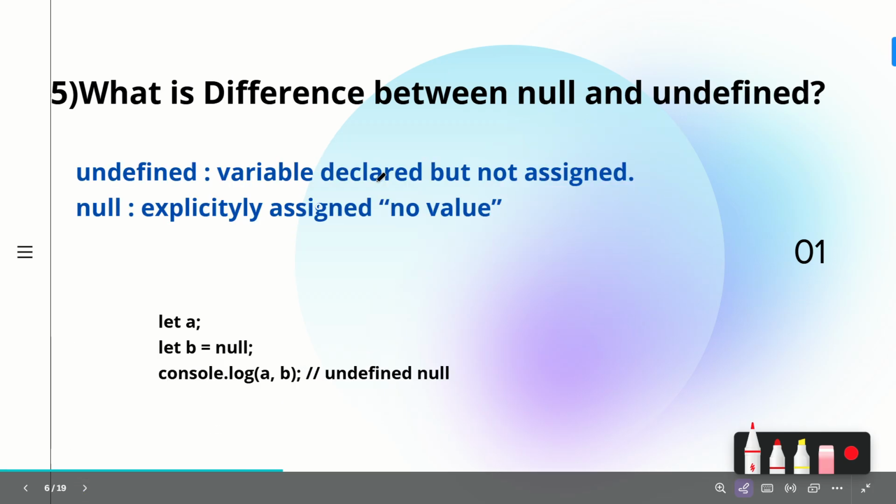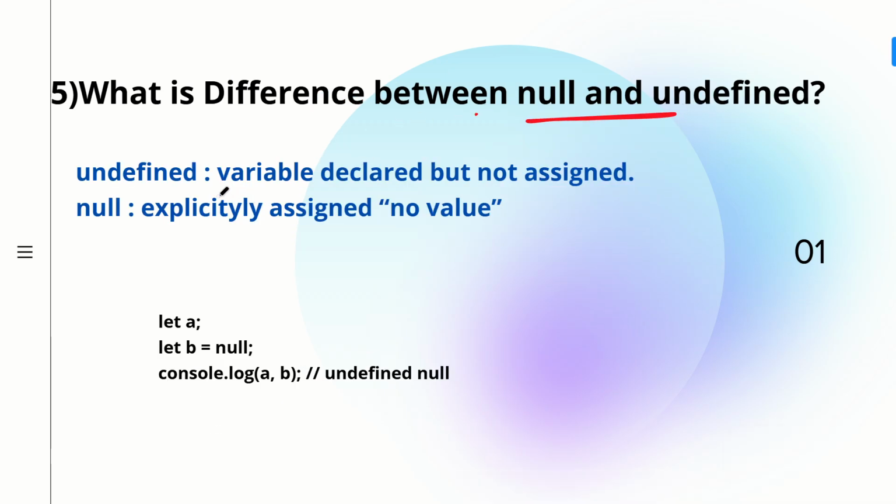Now let's go to our fifth question, that is, what is the difference between null and undefined. The difference is, for undefined, if you have declared a variable but you have not assigned any value yet, then JavaScript is going to assign it the value undefined by default. And null is explicitly assigned no value, so you are intentionally assigning no value to your variable. You get undefined when JavaScript is giving you the value by default, and null is when you intentionally assign it.